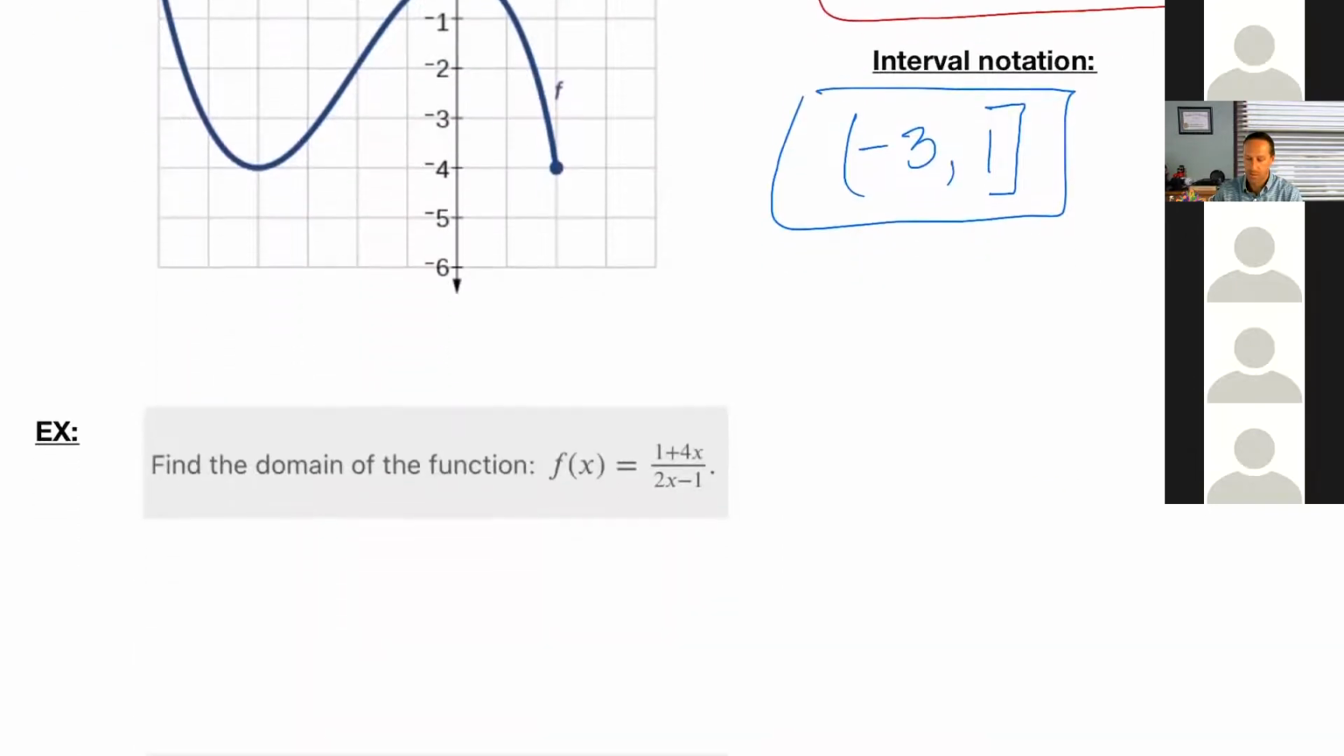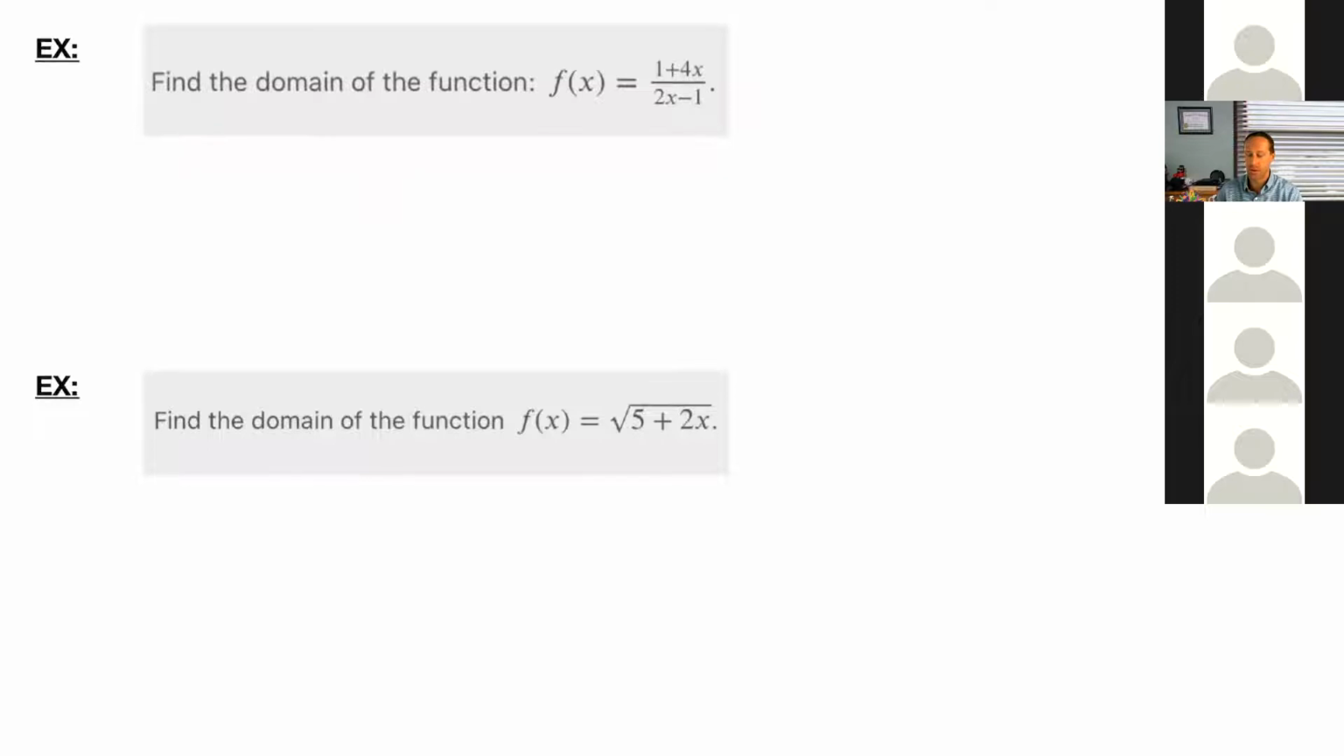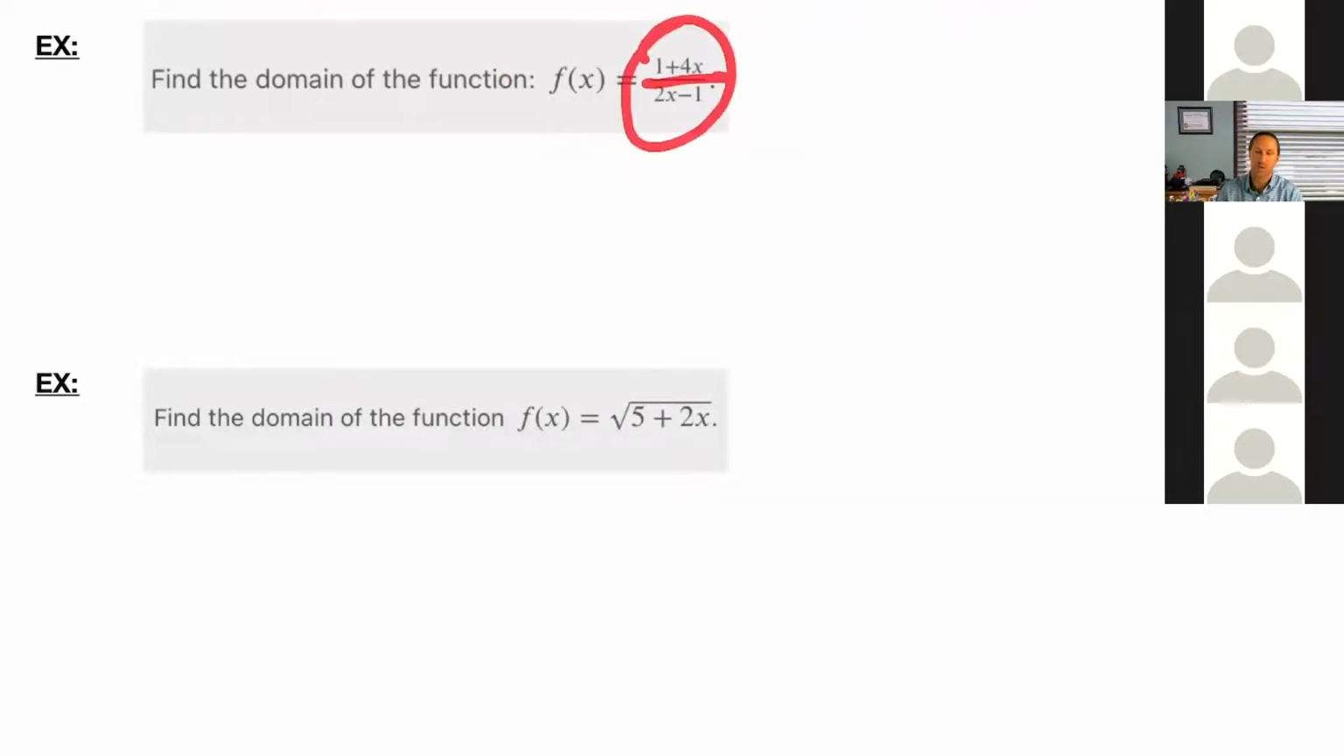Okay, hopefully you guys remember that, because now I want you to go ahead and find it without the graph. Let's do it algebraically. What if I wanted you to find the domain of this, what is called a ratio or rational function? Help me out, let's do it together. How would you do that? What works? What's the domain?